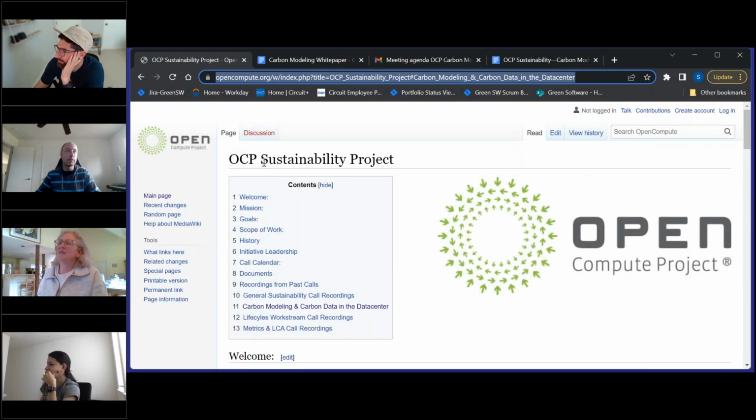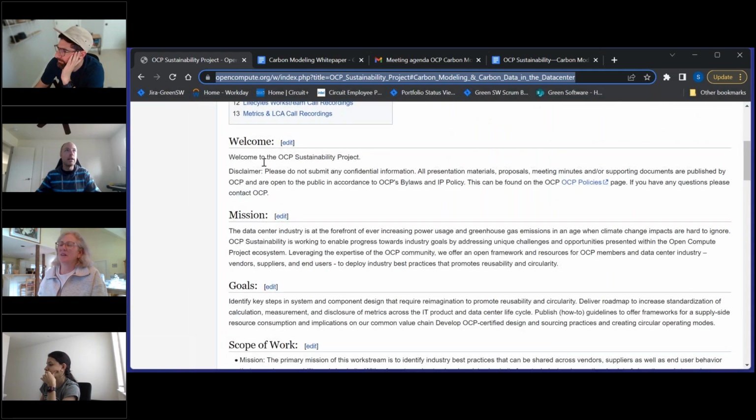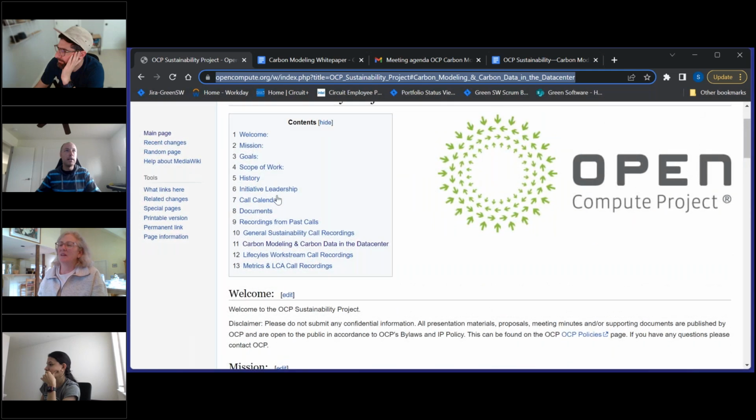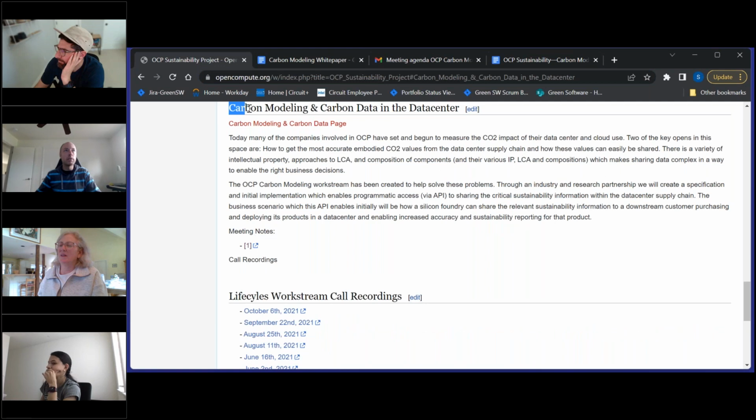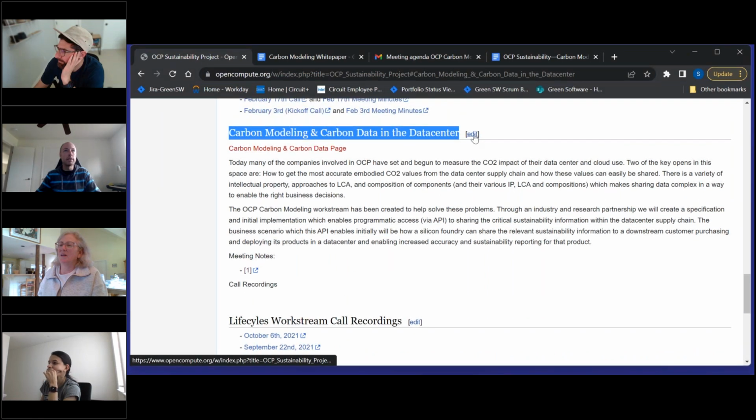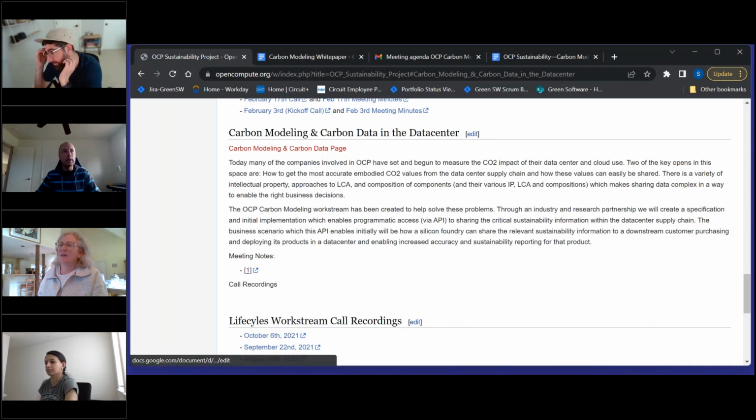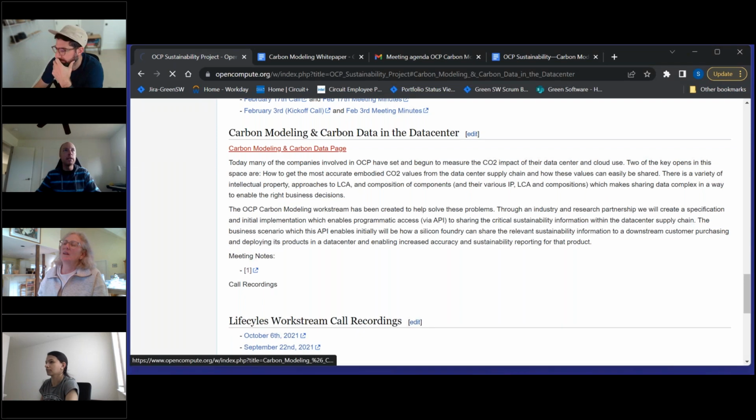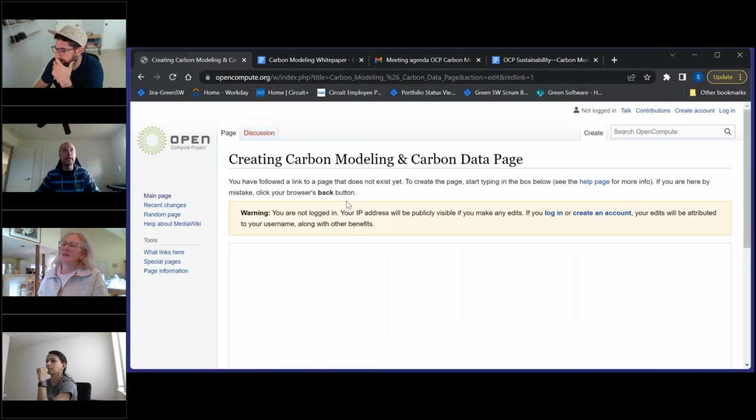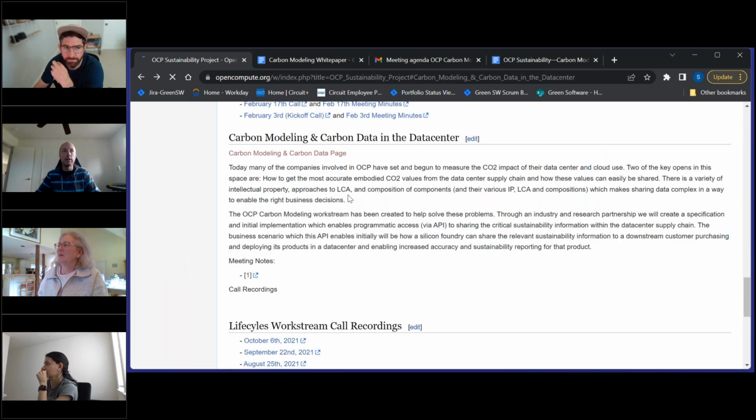You go onto Open Compute, get to that wiki, and on the sustainability one there's a new category for our work stream, carbon modeling, carbon data in the data center. And then there's a new sub page. I'll be putting our meeting notes and our recordings here going forward. There's also a new meeting page, which should be blank now because I just created it, where we can start to frame out and add more specific content for our work.